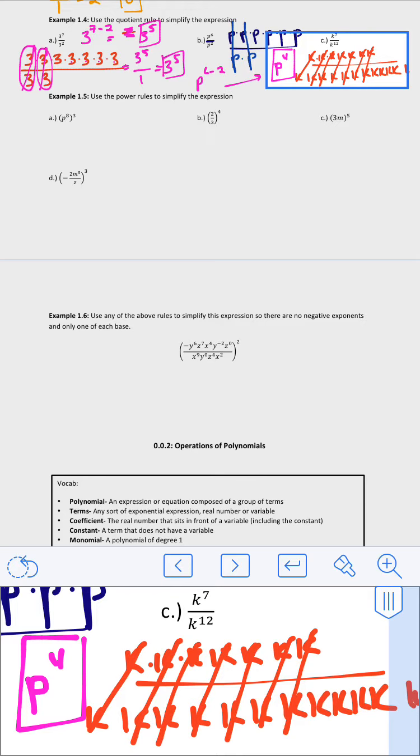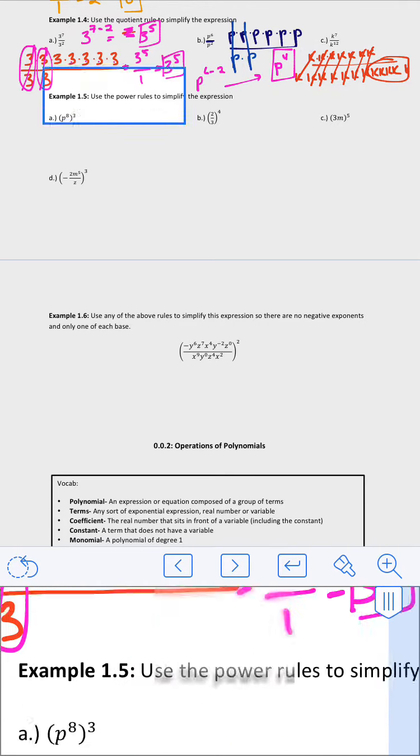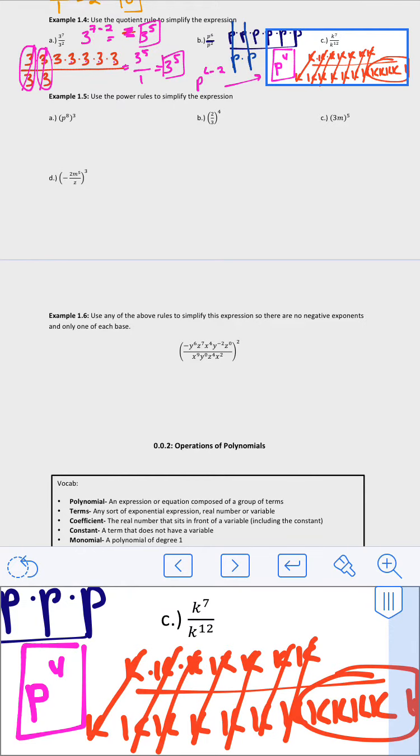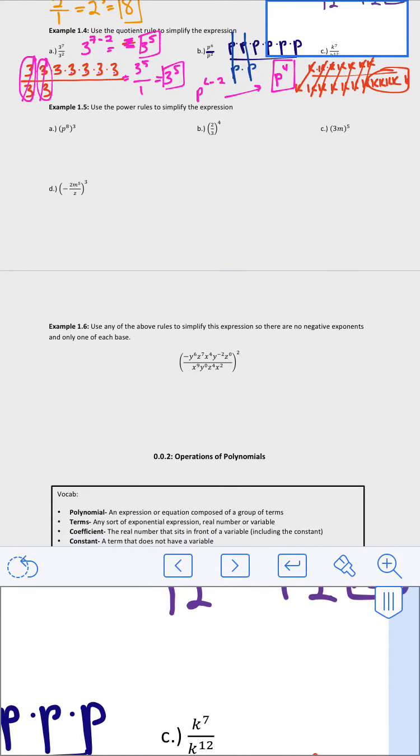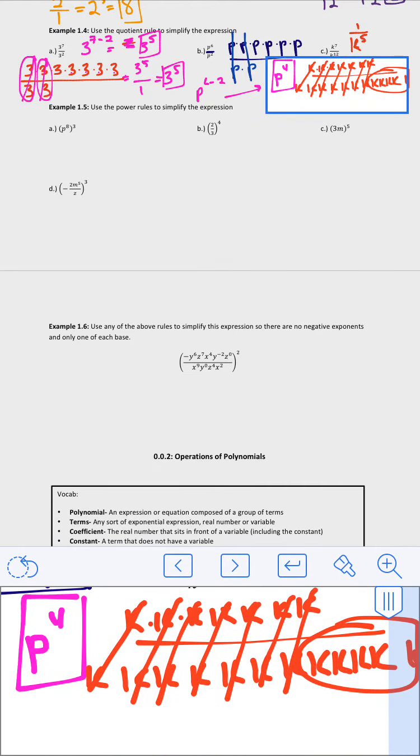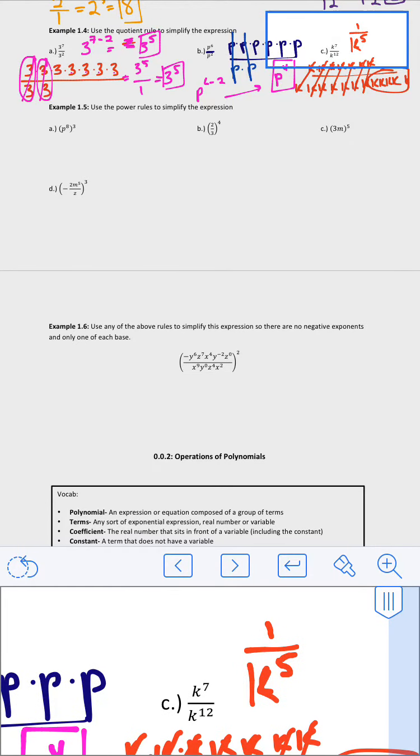Hope you see something in the bottom there. They end up on the bottom, right? They end up in the denominator. The k's left over do not end up in the numerator. So this isn't going to be k to the 5th, right? Instead, this is going to be 1 over k to the 5th, because that's where my k's lie. The k's are in the denominator. I want to keep them in the denominator.